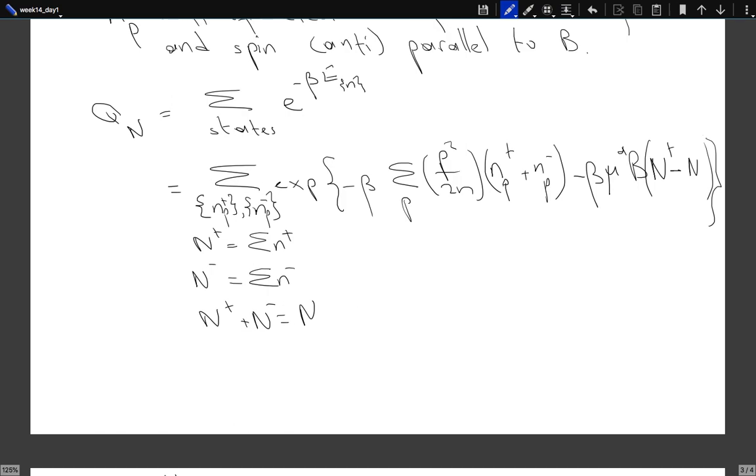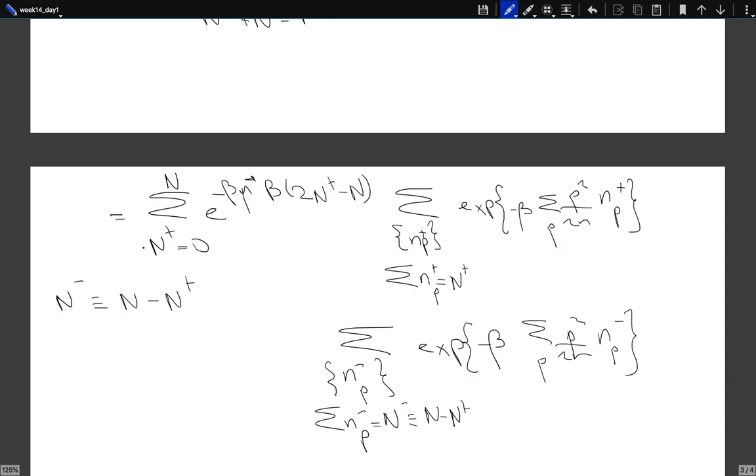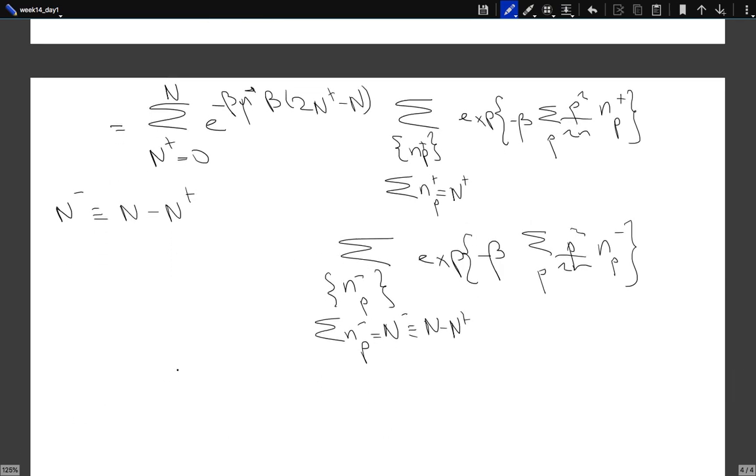Okay, then I can just divide this sum into various parts. You see, N plus in principle can take any value from 0 to N. For each fixed value of N plus, N minus is also fixed. And for each fixed value of N plus and N minus, I have to sum over all sets n_p plus and n_p minus such that they satisfy these constraints. So I'm basically reorganizing all these terms such that first I fix N plus. For a fixed value of N plus, I sum over the sets n_p plus and n_p minus, multiply them, and then sum over all N plus. Now the advantage is, you see, if you look at one of these sums, let me just denote it by this one.